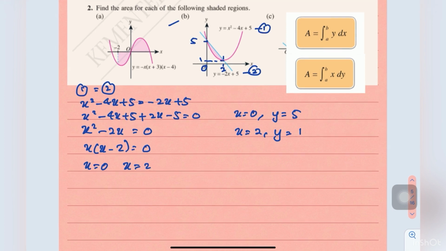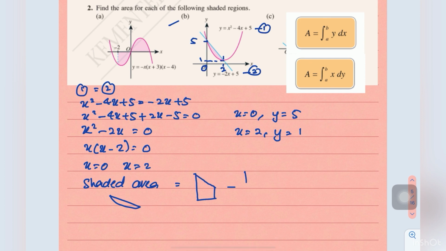To find the area of the shaded region, the shaded area is this one. It equals the trapezium minus the area under the graph. The area under the graph is this one. For the trapezium, we know how to find it: 1 over 2 times the base, which is 2, times the height, which is 5 plus 1. So 1 over 2 times 2 times (5 plus 1), minus the area under the graph.